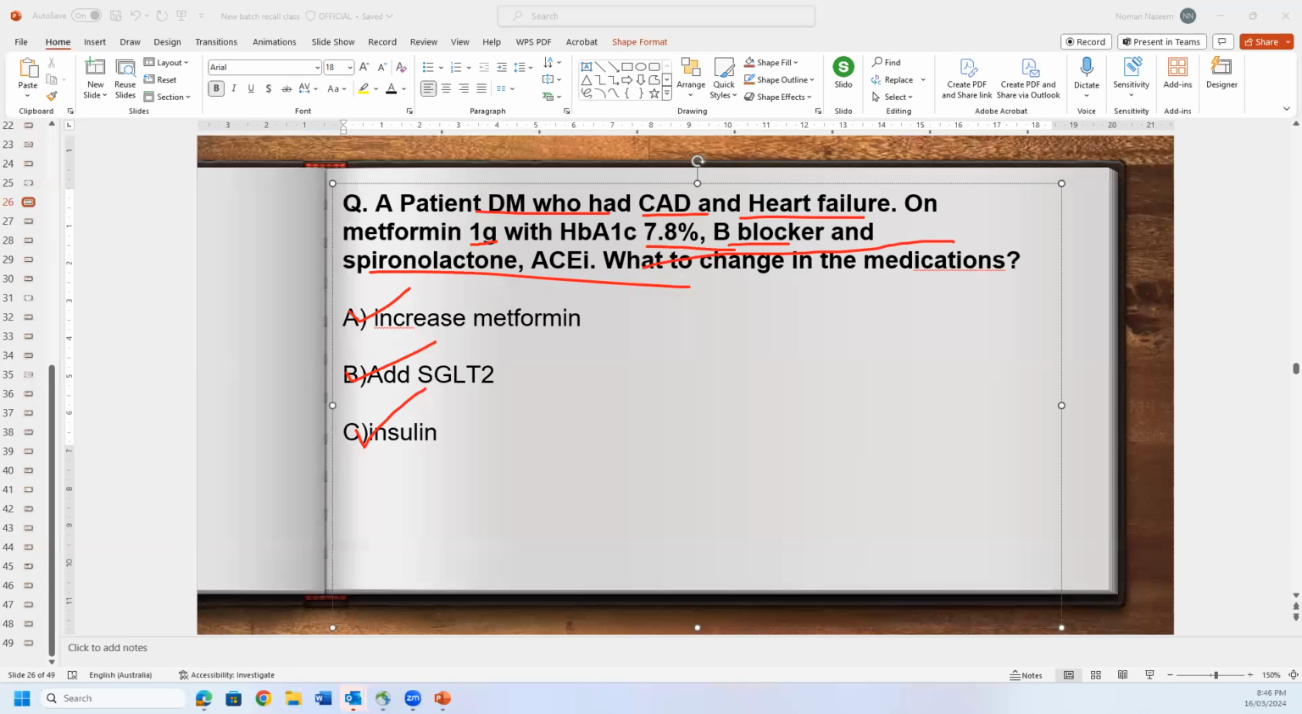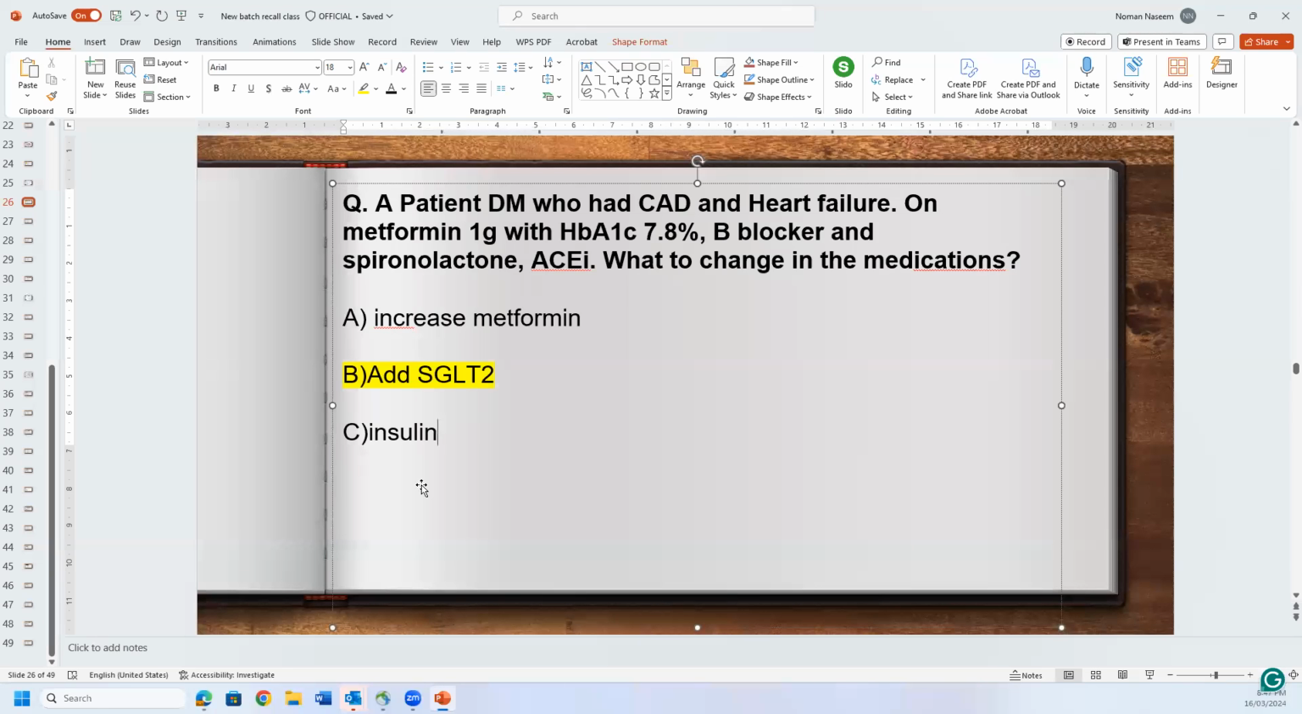Alrighty, so everyone has answered B. Okay. Why are we adding SGLT2? Can anyone give me an explanation? Answer is absolutely right. It will have dual effects. So SGLT2 was initially discovered as an oral anti-hyperglycemic agent, but it was found through studies over the last 10 years that it also helps in the remodeling of the heart when it had been damaged from the heart failure.